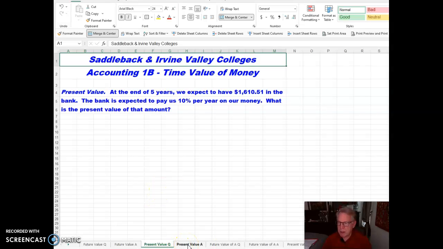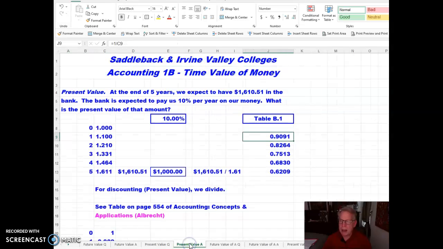Very similar to how we did the future value of an amount. And here it is. We calculate the factors, and this time we divide. So if I take this $1,610.51, divide that by the factor, I come right back to the $1,000 that it's worth today. See how that works? And if I use table B.1 instead of dividing, the way Steve's way works, we're going to multiply using table B.1 here, which we'll look at in a second.